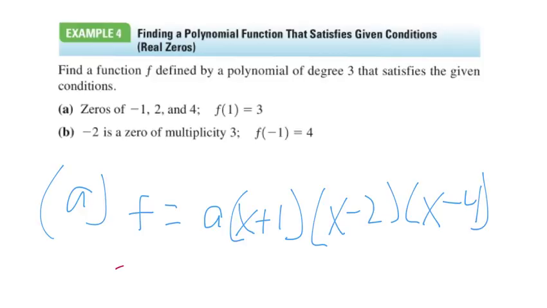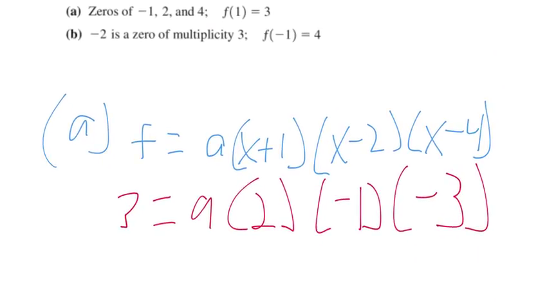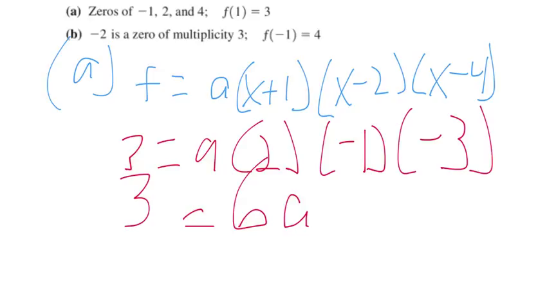then that means 3 is equal to a times, we plug in 1, so instead of x plus 1, it'd be 1 plus 1, which is 2. And then instead of x minus 2, it'd be 1 minus 2, which is negative 1. And instead of x minus 4, it'd be 1 minus 4, which is negative 3. So 3 is equal to 2 times negative 1, which is negative 2, times negative 3 is positive 6. So 6a, which means your leading coefficient is just 1/2.